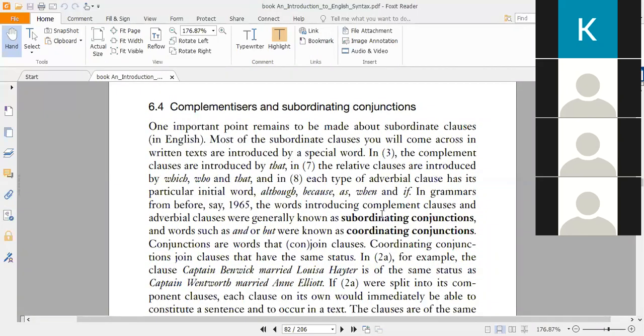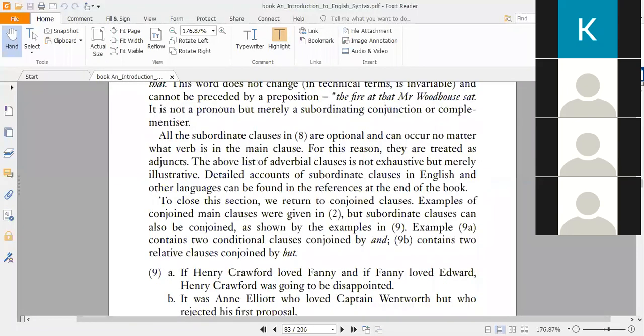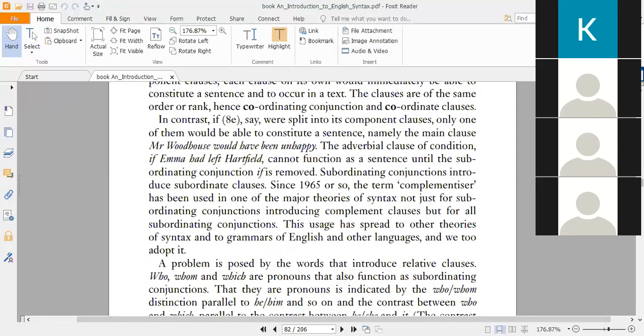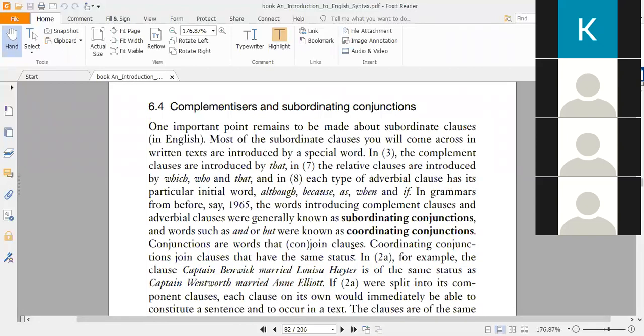Is this clear now? Yes, sir. Okay. Our next topic is complementizers and subordinate conjunctions. So further explanation is coming, okay, about the kinds of subordinate clauses that we have read. So now you should keep these points in mind. One important point remains to be made about subordinate clauses in English.